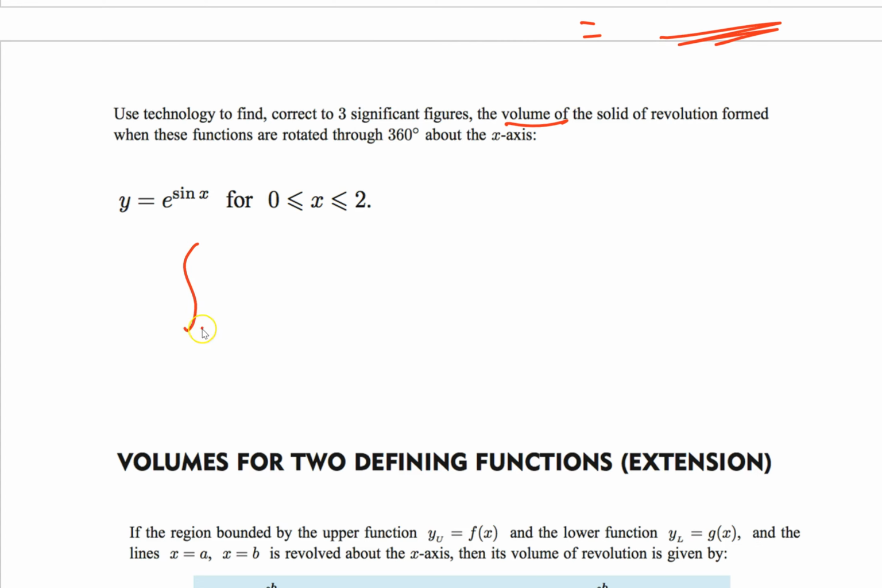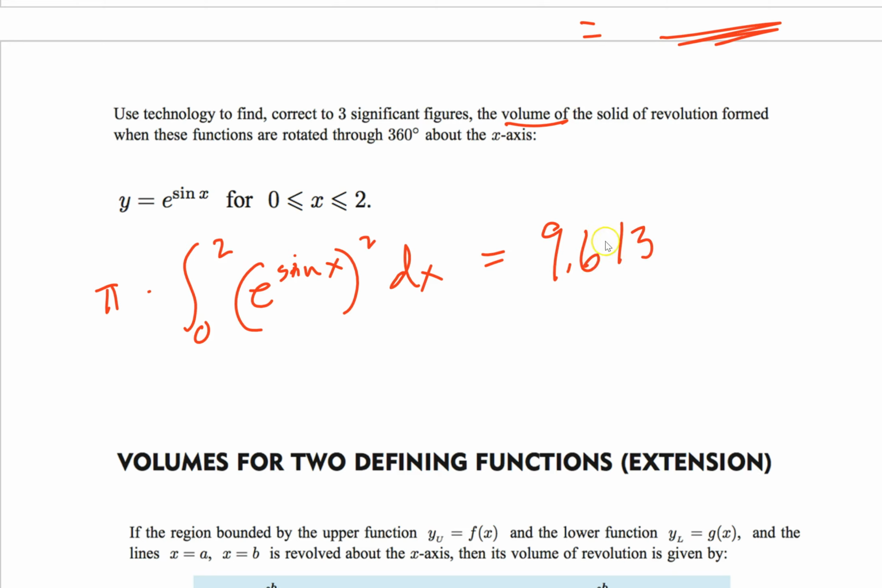So in our calculator, you're going to plug in 0 to 2. You plug in pi on the outside times sine x, and then the whole thing squared. Plug it into your calculator, and you get 9.613 times pi, which gives you 30.1989, or to 3 sig figs, 30.2. Straight out, just put in your calculator, the exact same way you'd normally do it.